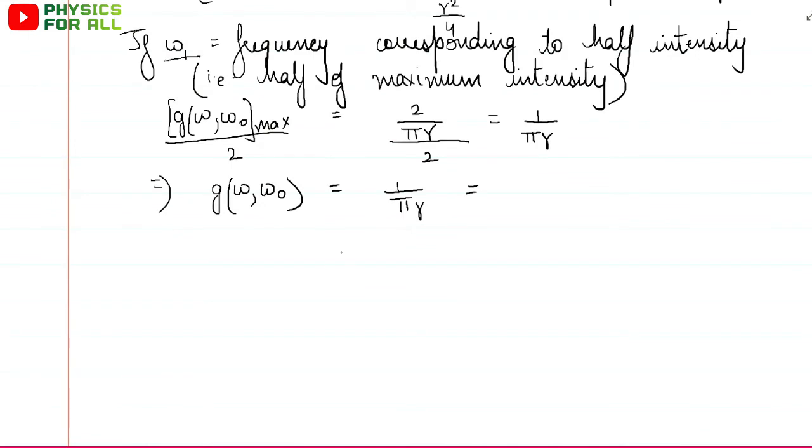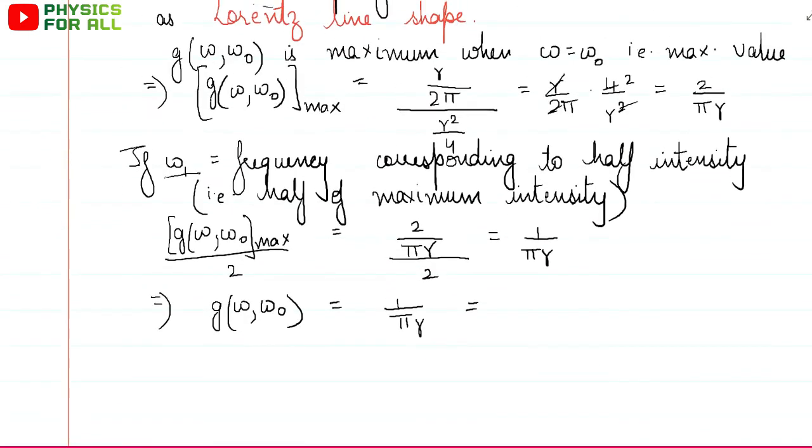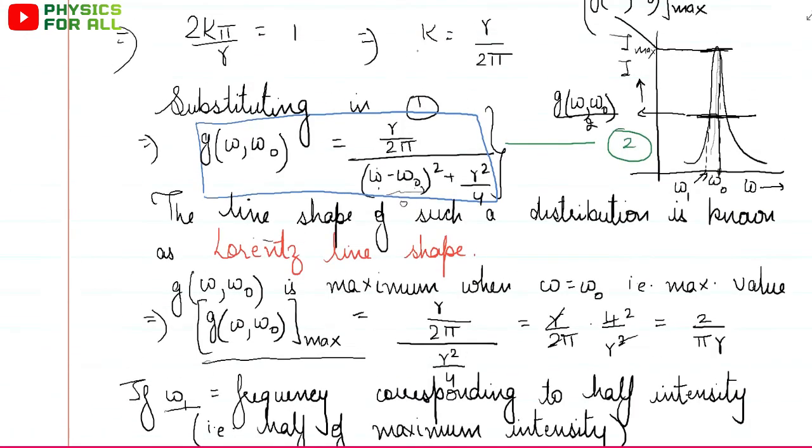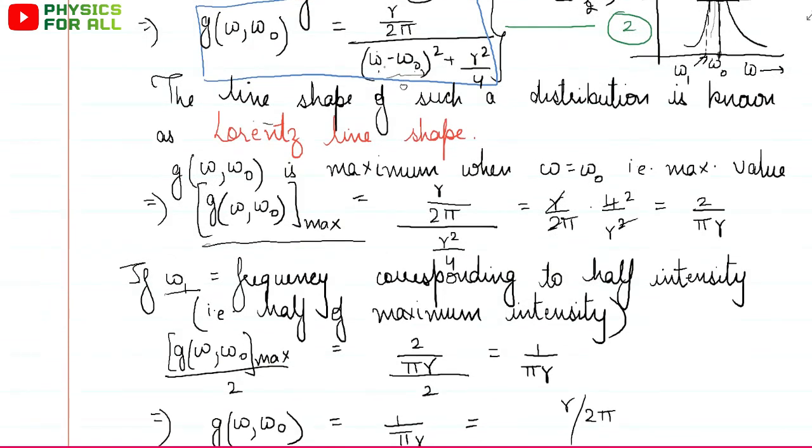The main purpose being, we are just finding g omega naught maximum when the peak is the highest height. You just say the highest peak, and then the value when this is half. When it is half, g omega naught becomes 1 upon pi gamma, equal to the value itself, which is given in the underlined blue box. So I'm going to write this value again, but for omega is equal to omega 1.